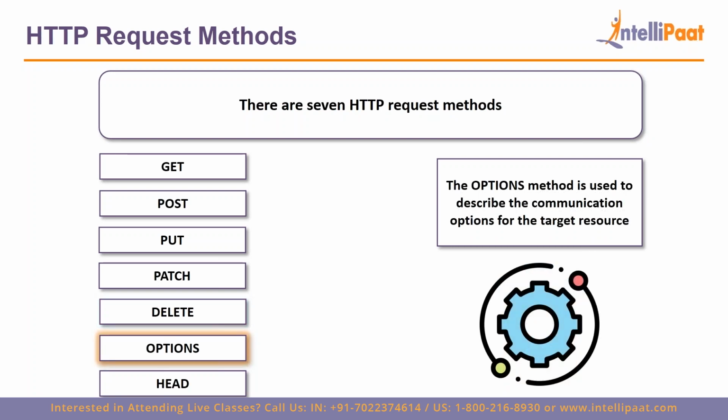Then comes OPTIONS. OPTIONS and HEAD are both not that much used, but OPTIONS is used to describe the communication options for the target resource. What are the operations that it supports? For instance, if you want to make use of the REST API that someone has provided and want to make sure that you are performing the appropriate operations, you can call the OPTIONS request method and take a look at the operations that are available for that entity. Can you get the data? Can you post it? Can you PUT, PATCH, or DELETE, send these kinds of requests, and so on and so forth.